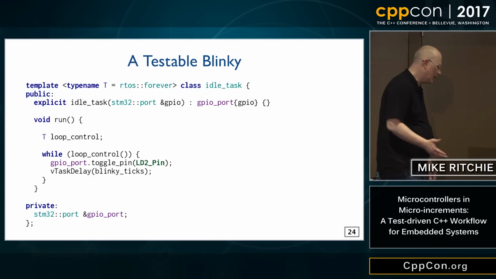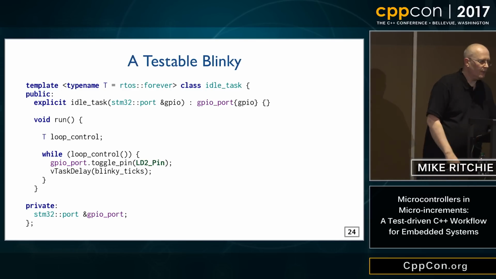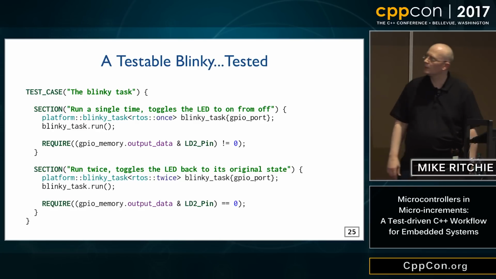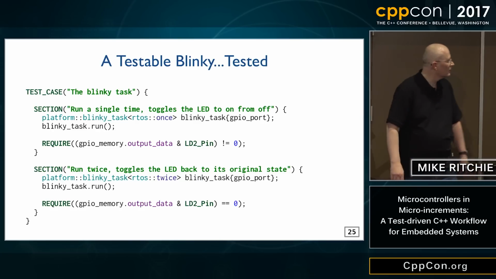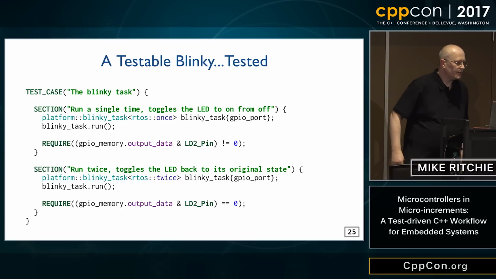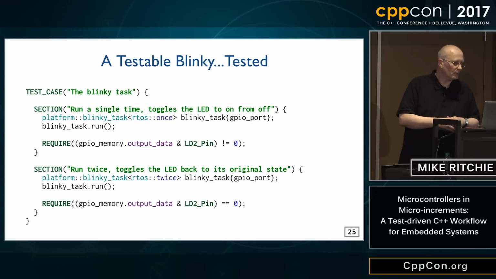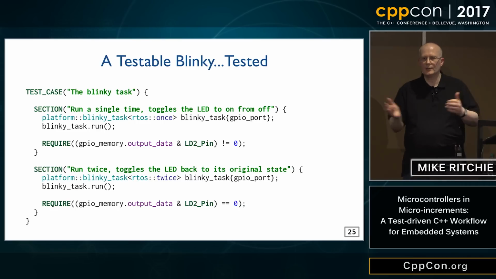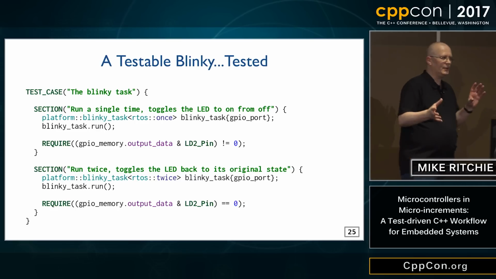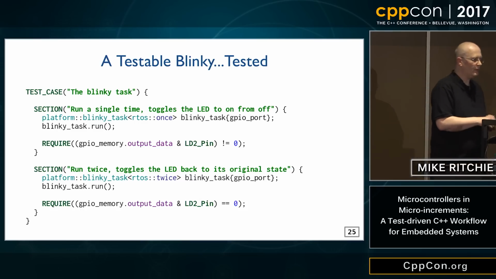So the default template parameter is forever. As I said, that's the normal case. And we can then override for test purposes. So we have a blinky task. We parameterize it to say, I want this to run a single time. We run it, and then we make an assertion about it. So what was previously quite a difficult thing to test, we've adapted to fit the model that we want and to adapt to the way that we want to test.